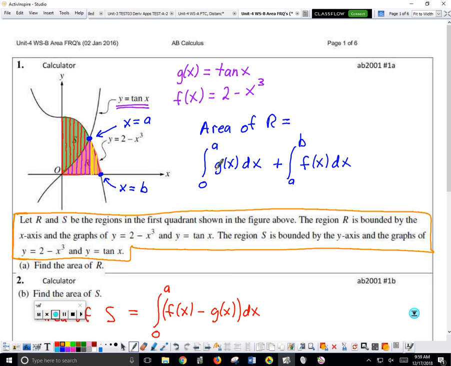On the AP test, do we have to clarify that we're finding, like how you wrote area of R, are we expected to write that statement? You do not have to write that statement. If you simply write the integral, it's good enough. Good question. 2 points.